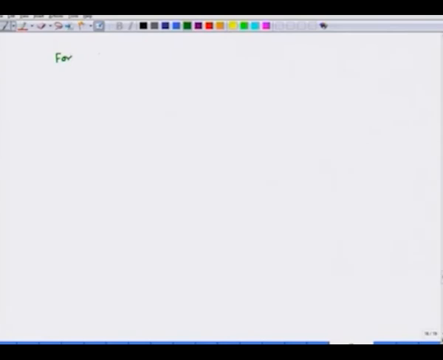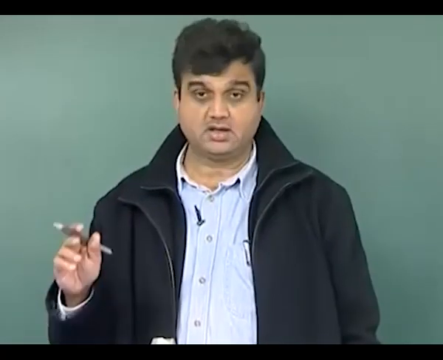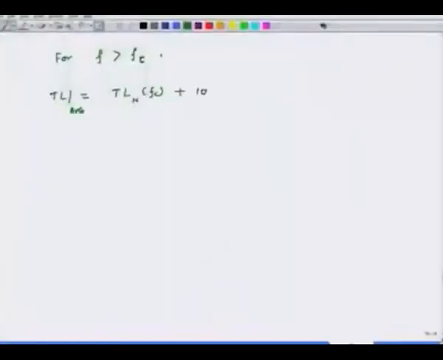So, for f exceeding f c, where f c is the critical frequency, transmission loss, and this is an empirical relation, transmission loss for random incidence. So, it is going to be an average and it is given by the transmission loss normal at f c. This is the transmission loss for an incident wave normal to the plate at critical frequency, plus 10 log 10 of a constant eta, and we will define eta later, plus 33.2 times log 10 of f over f c minus 5.7.